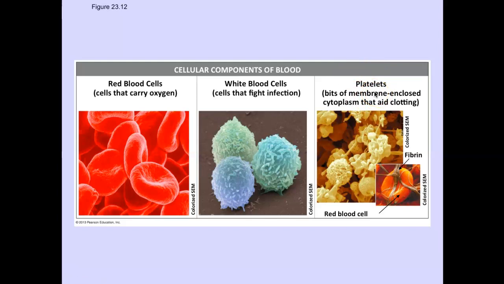So let's talk about plasma. Plasma, again, is the watery component. 90% of your blood is plasma. It contains dissolved nutrients, proteins, antibodies, and clotting factors. Antibodies are important for your immune system.